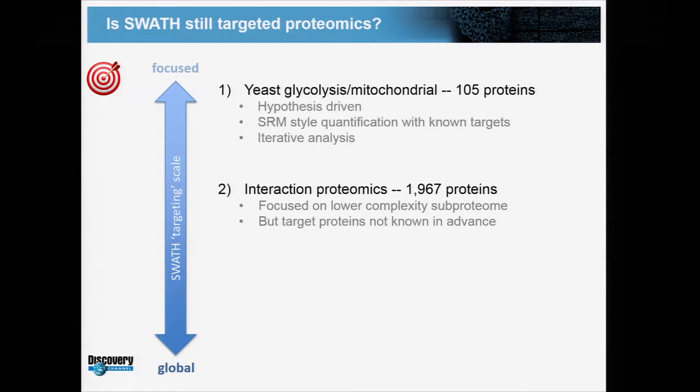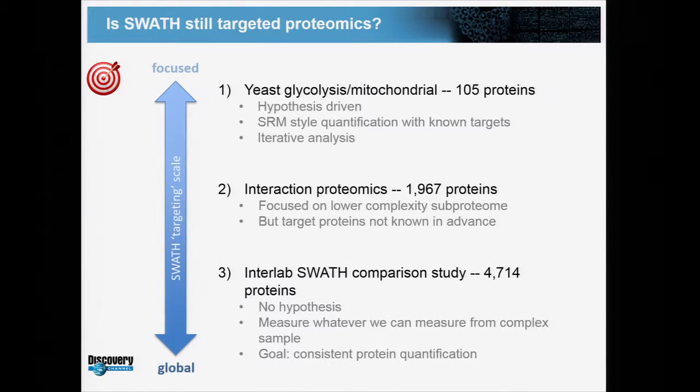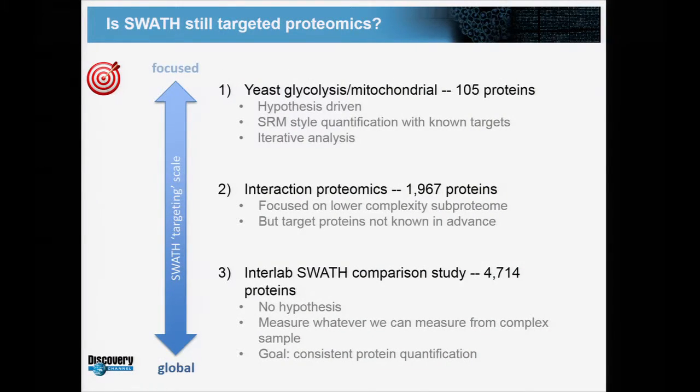In the interaction proteome study, we measured about 2,000 proteins across 20-something samples. We didn't know what we wanted to measure in advance, but it was still, in biological terms, a focused study. And then the third one is really the true discovery type of study where we say, we're just going to try and quantify whatever we possibly can and see whether it works or not. So there's no hypothesis whatsoever. We're just going to measure whatever we can, but we're going to try and measure it in a consistent way. And the question is whether this is still targeted proteomics or not.